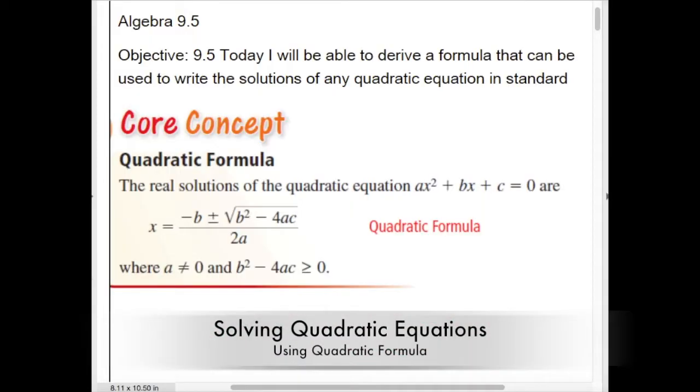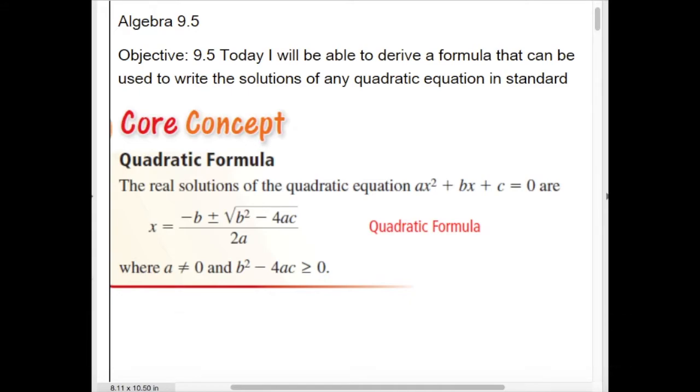Hi everyone, welcome back. In this lesson, we will learn how to solve quadratic equations using the quadratic formula. By completing the square for the quadratic equation ax squared plus bx plus c equals 0, you can develop a formula that gives the solutions of any quadratic equation in standard form.